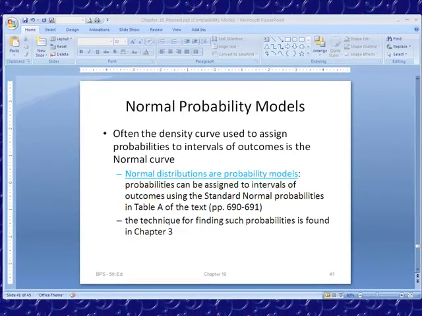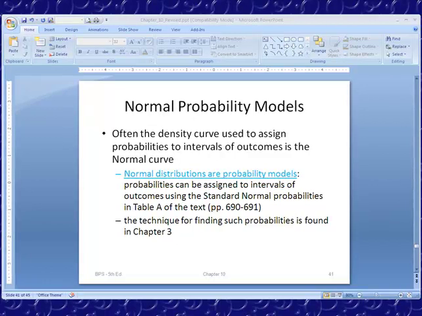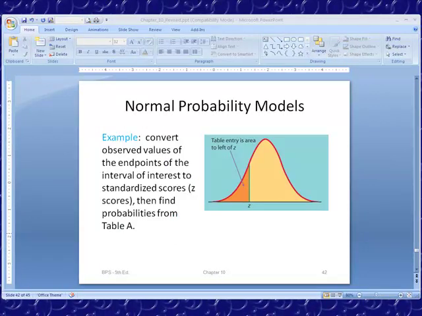As I said, Chapter 3 was very important. And again, we look at the normal probability model, and we're going to look at it as being probabilities. So the normal distributions are these probability models. We use the standard normal table to find probabilities, and those techniques are exactly what we used in Chapter 3. So Table A, the areas to the left of the Z, are probabilities. We talked about them as being proportions in Chapter 3, but remember, probabilities are just proportions. So the areas to the left of that Z are probabilities.